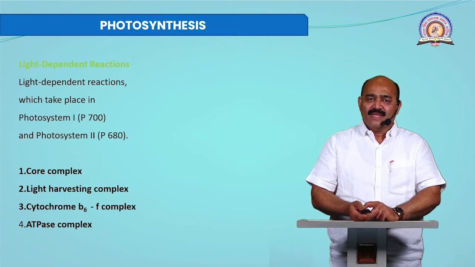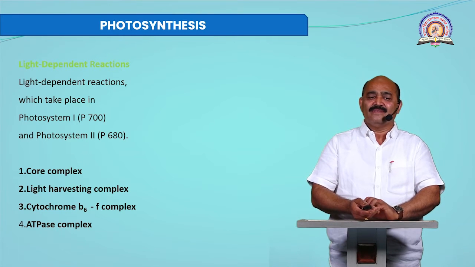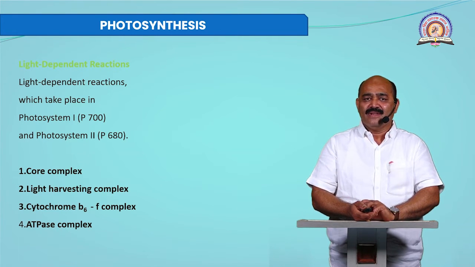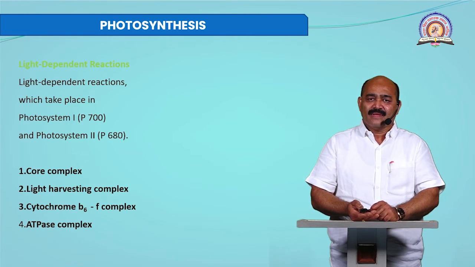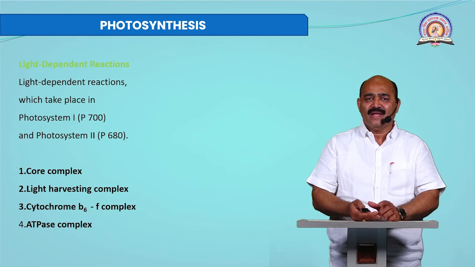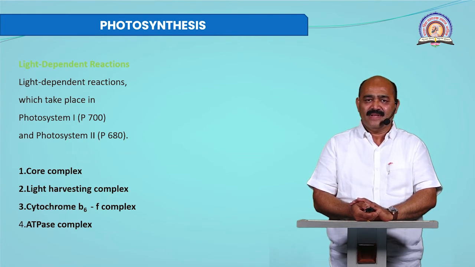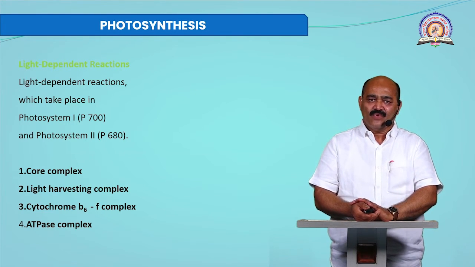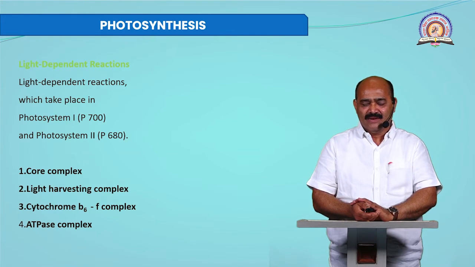Both photosystems have four different complexes. One is the core complex, second is the light harvesting complex, third is the cytochrome B6F complex, and fourth is the ATPase complex. All four complexes are present in the photosystem. The core complex contains 40 to 60 chlorophyll molecules, one reaction center, and electron donor and acceptor. The core complex is a protein pigment complex.